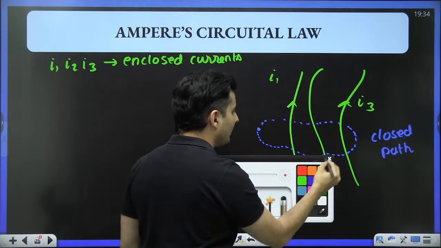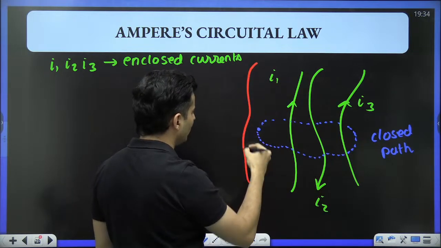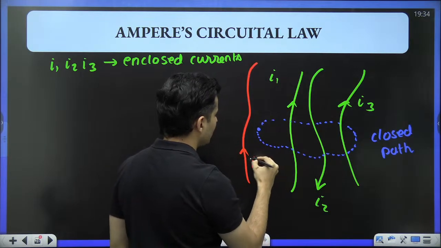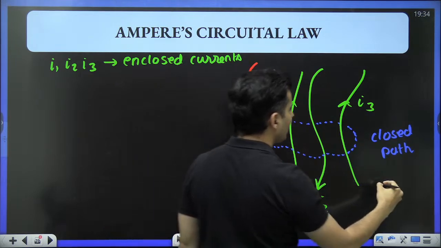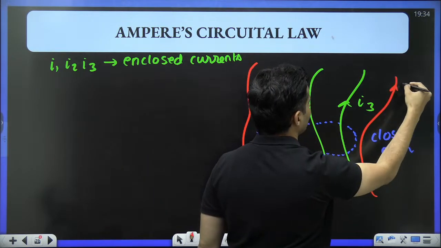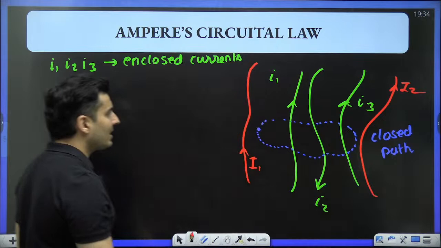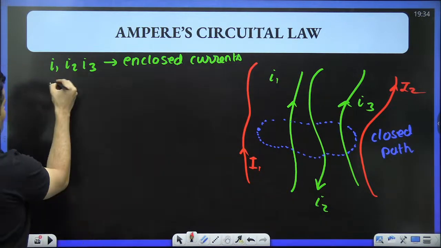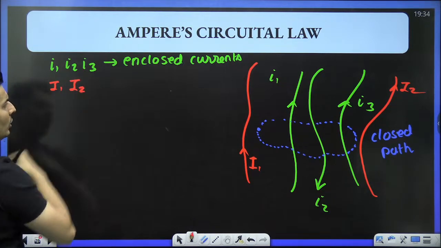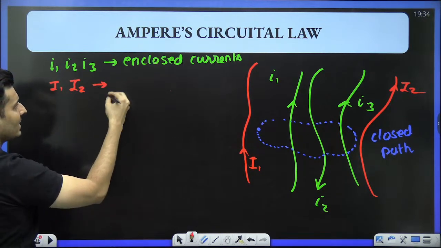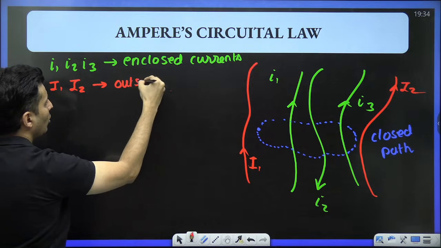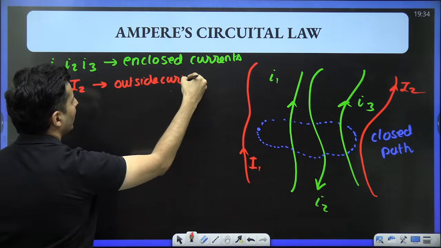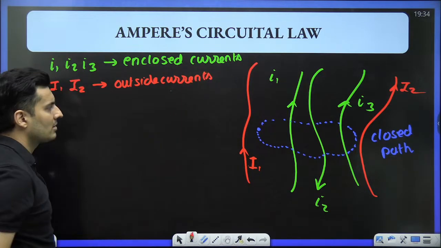There might be some other currents also. Maybe it is going like this, maybe this is capital I1, maybe over here also, maybe this is capital I2. This capital I1 and capital I2 are not piercing through that blue path. So this capital I1, capital I2, etc. are basically outside currents. What are they? Outside currents.